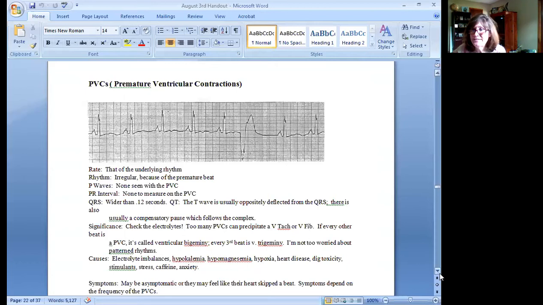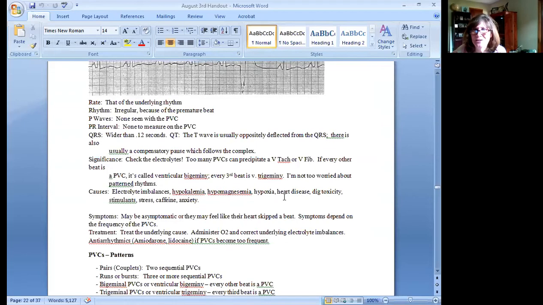All right. PVCs can have patterns too, just like the atrial bigeminy and stuff. If every other beat was a PVC, it would be called ventricular bigeminy. If every third beat was a PVC, trigeminy. If every fourth beat was a PVC, ventricular quadrigeminy, and I have that for you down here. I am not so worried about patterns. I'm going to continue to monitor it, but I'll look at the labs. The labs are normal. I am not worried about ventricular bigeminy, trigeminy, or quadrigeminy. All right. So I'd continue to monitor it.